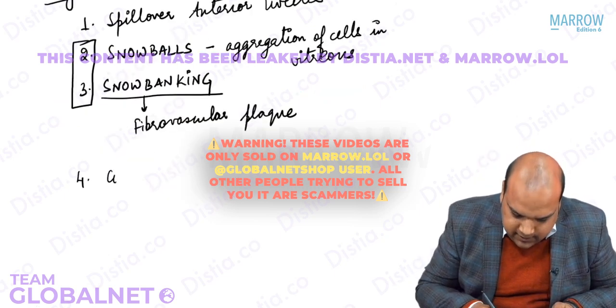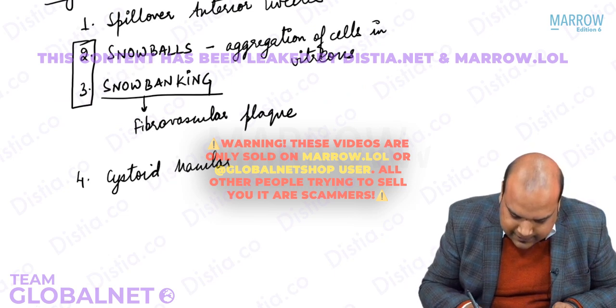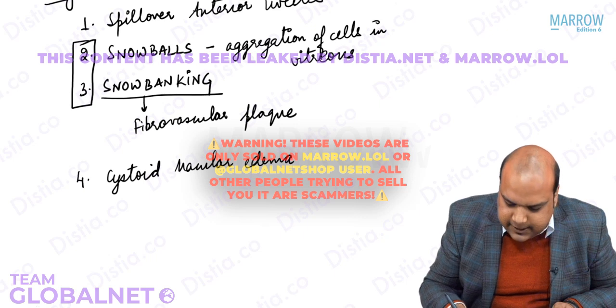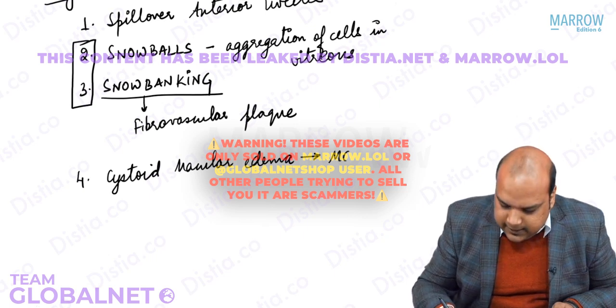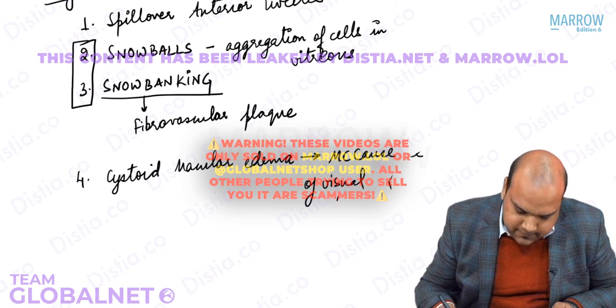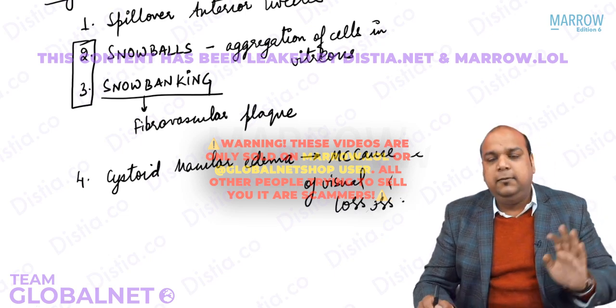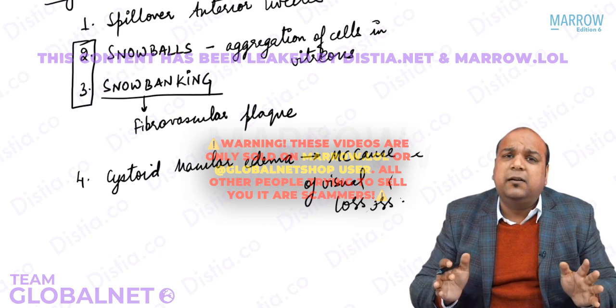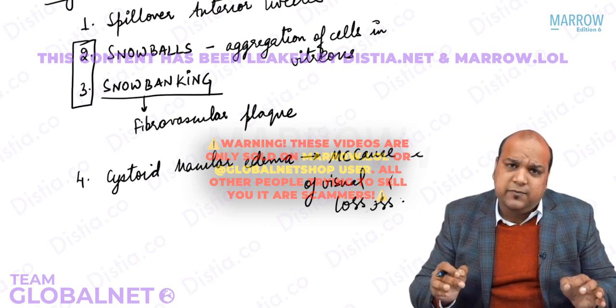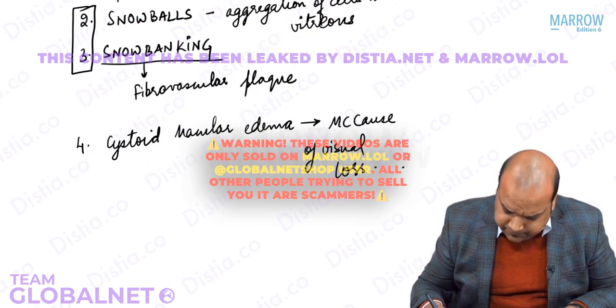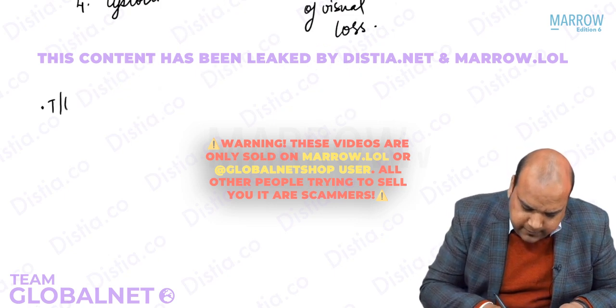Number 4. The patient has cystoid macular edema. Inflammation leads to associated edema, again the most common cause of visual loss. Done? No confusion? That's all, everybody. These are the important signs of intermediate uveitis. So we know the signs and symptoms. Let's quickly move on to the treatment.